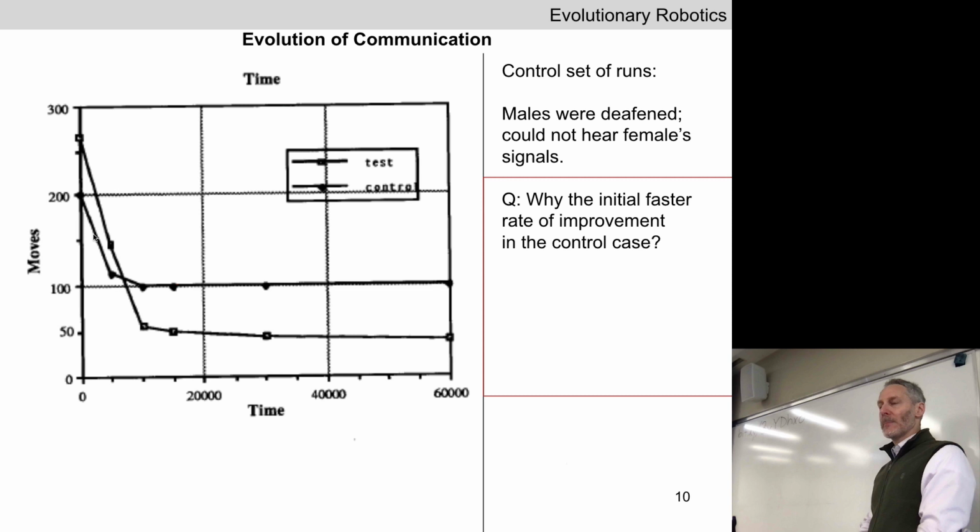Is it like at first hearing actually provides noise, so the randomness is detrimental at first until the hearing evolves to be effective? The randomness, if it's detrimental, then this curve would be above this curve. These males are hearing garbled information, but they do better, at least for a little while. What's going on?